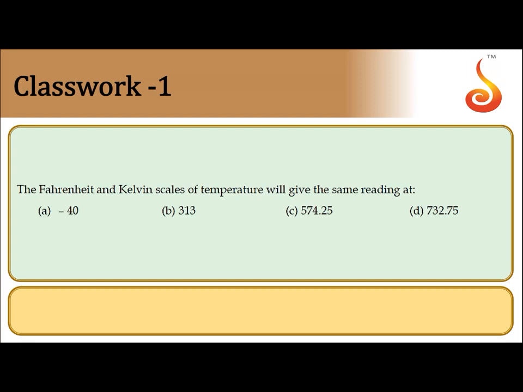So first one, Fahrenheit and Kelvin scales of temperature will give same reading at -40, 330, 574.25, 732.75. So we know the relation between Fahrenheit and Celsius scale. So (F minus 32) divided by 180 should be equal to (K minus 273) divided by 100, where they have given Kelvin scale. So our intention is both of them should be equal.